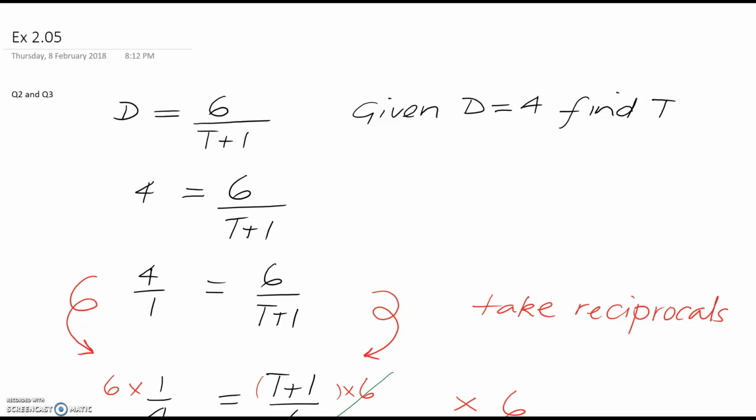Okay, I've had a request to do questions 2 and 3 out of exercise 205 for year 10 general. So in question 2 I have a formula D equals 6 over t plus 1, and what they've given us in the question is that D is 4 and we've got to find t. So that's what I've done.